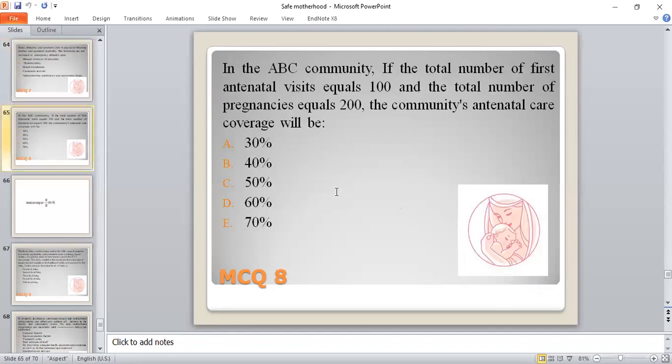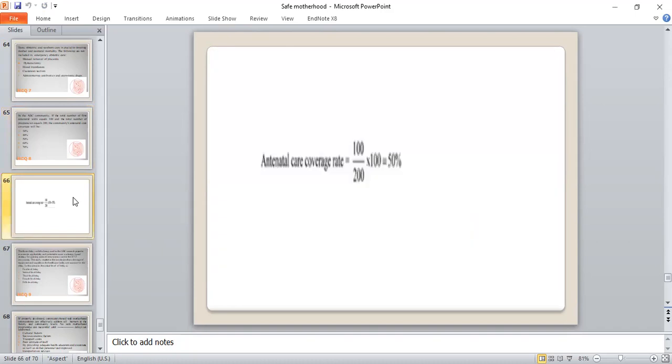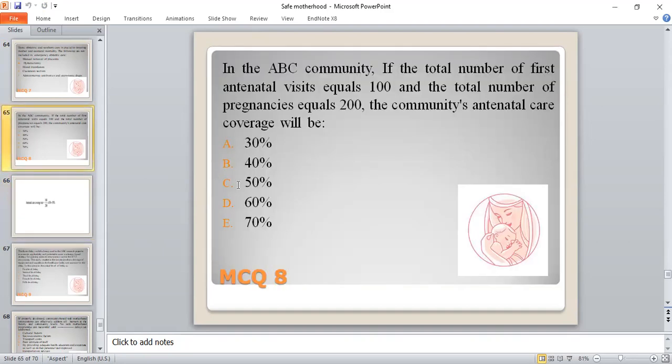MCQ 8. In the ABC community, if the total number of first antenatal visits equals 100 and the total number of pregnancies equals 100, the community antenatal coverage will be: A, 30%; B, 40%; C, 50%; D, 60%; E, 70%. What will be the correct option? Here's a simple calculation. You divide the total number of antenatal visits by the total number of pregnancies and multiply by 100. 50% is the antenatal coverage, therefore C will be the correct option.